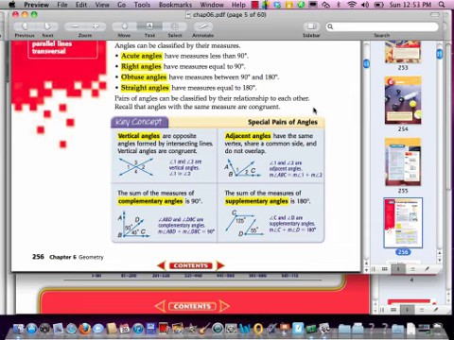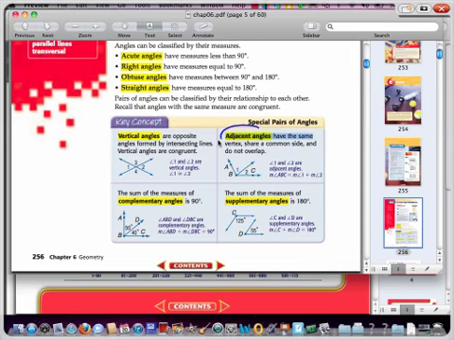All right, so let's talk about adjacent angles. If we're looking at adjacent angles, these are ones that have the same vertex. So they have this same point here. That's what they're talking about. And they share a common side. So we've got one common side, but they don't overlap.